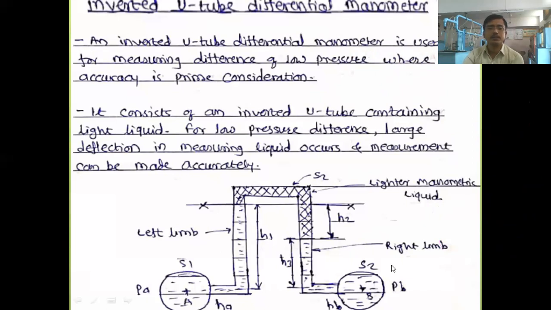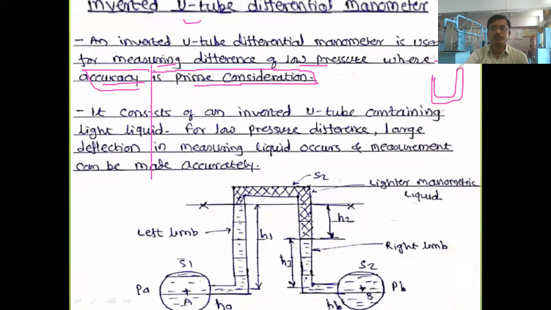Everyone understood the importance of this inverted tube manometer? Yes, sir. An inverted differential manometer is used for measuring the difference of low pressure where accuracy is a prime consideration. Okay, in work where accuracy is very important, we will use this inverted tube differential manometer. For example, in research work, where there are small pressure fluctuations that we want to detect, in that case we cannot go for the U-tube differential manometer. Instead of that, we have to go for the inverted U-tube manometer.